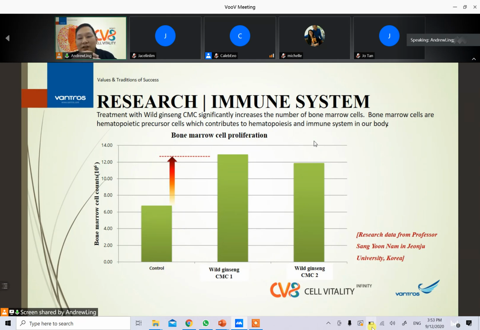Bone marrow cells is actually responsible for production of not only your red blood cell but also your white blood cell as well. That is why by increasing the bone marrow cell, automatically it will also increase your white blood cell. That means it also improves your immune system. That is why this research is also published in the medical journals.